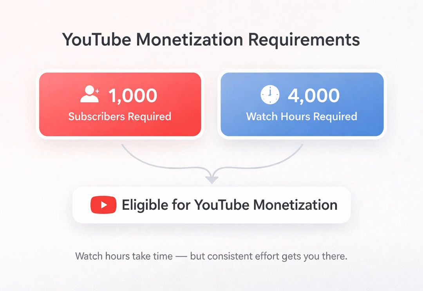This metric naturally takes longer to accumulate because it depends not just on how many people find your videos, but on how long they actually watch them. The good news is that if you're consistently creating content that people genuinely want to watch, both of these numbers will grow together. It takes effort, but it's absolutely achievable.